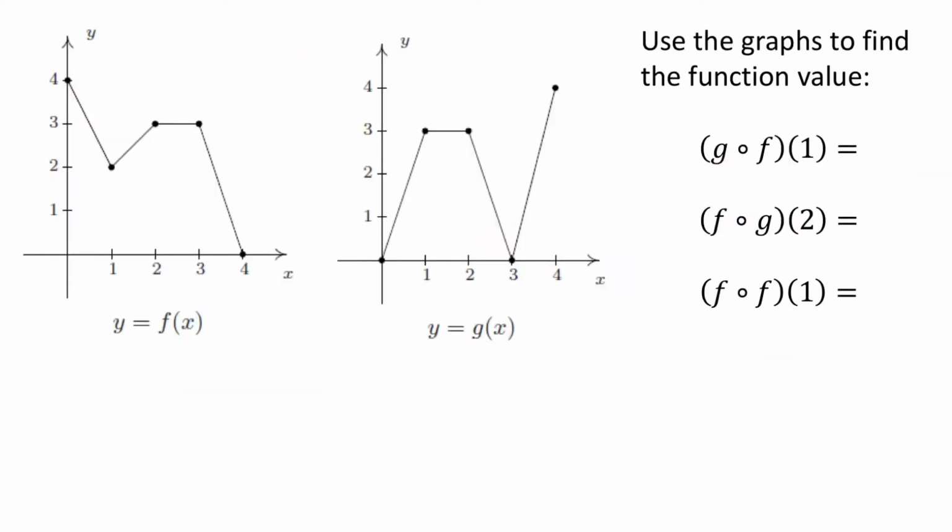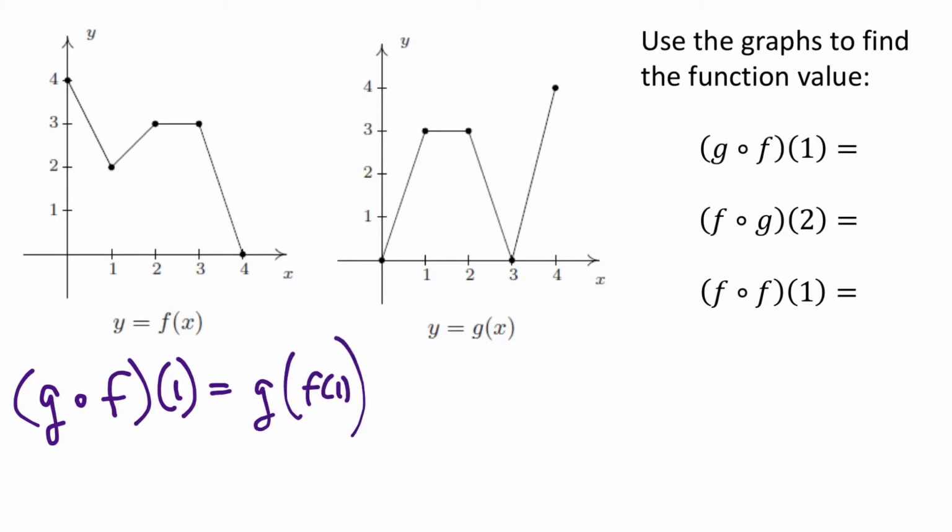So the last thing we're going to do on part 1 is look at some graphs. It says use the graphs to find the function value indicated here. So we're composing various ways g and f together. This is the graph of f of x. This is the graph of g of x. We're going to use these two graphs to pick off values. All right, let's just do the first one here, g of f of 1. So we're going to find the f of 1 value, and we're going to plug it into the g function.